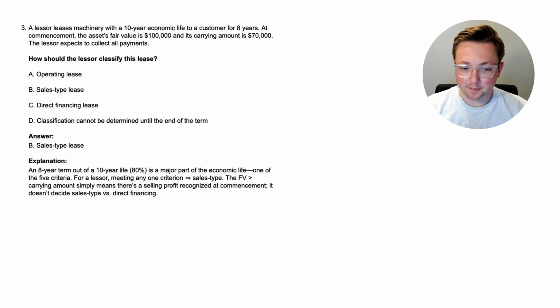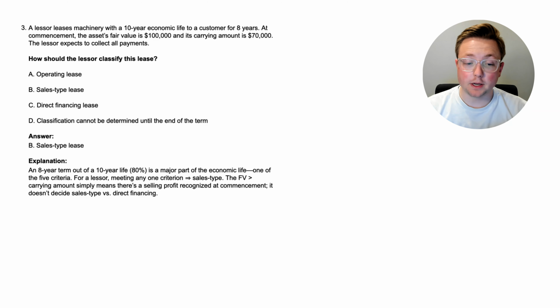And again, you're seeing a pattern here. This is just a different way for it to be a sales type lease. An 8-year term out of a 10-year life, so that's 80% of the life, is a major part of the economic life, which is one of the 5 criteria. And you just saw there's 5 criteria that could be met to become a sales type lease. So, that gave something away there. For a lessor, meeting only one criterion equals sales type.